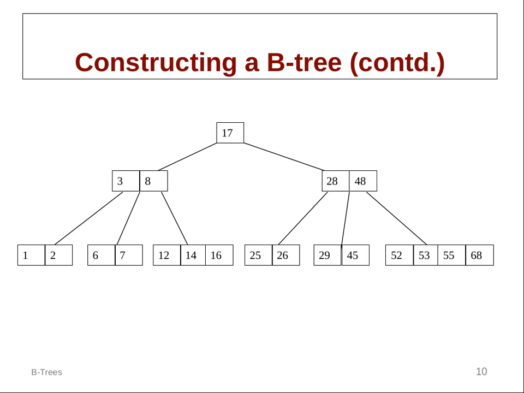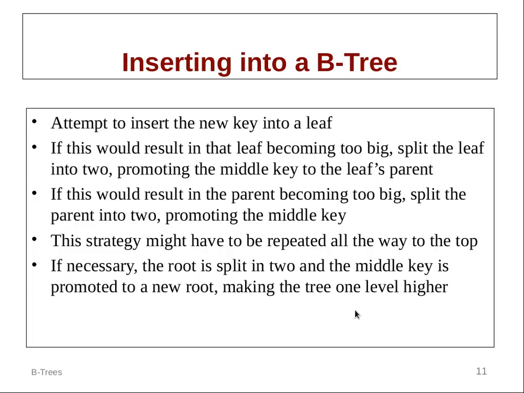So in this diagram, is the 17 pointing at the 8 or at the? The 17 is pointing to the array of 3, 8. Right. These are all arrays or vectors. Any questions yet? Nope. Good.